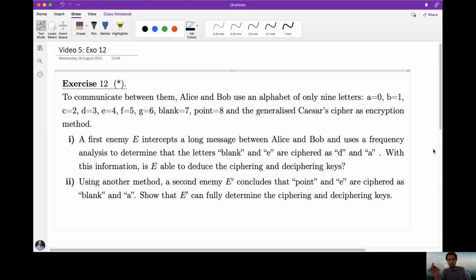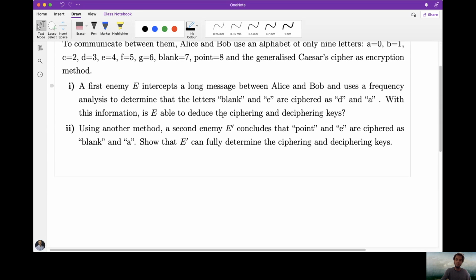Okay, so the goal of this exercise is to understand how to attack the Caesar cipher. What I mean by the attack is that we have the enemy E that intercepts a message between Alice and Bob, and the only information that this enemy has is that they are using the Caesar cipher. It has no clue what the encryption key is, and we're going to show how to find it. The idea of the attack is that the enemy E is going to use a frequency analysis.